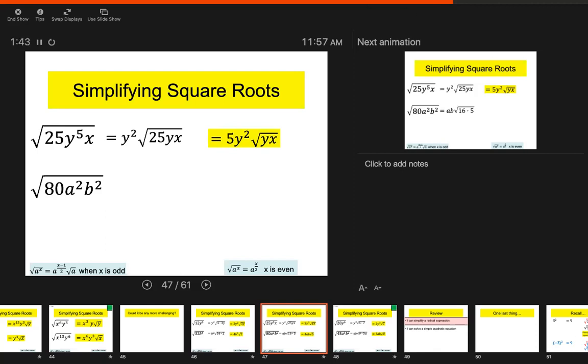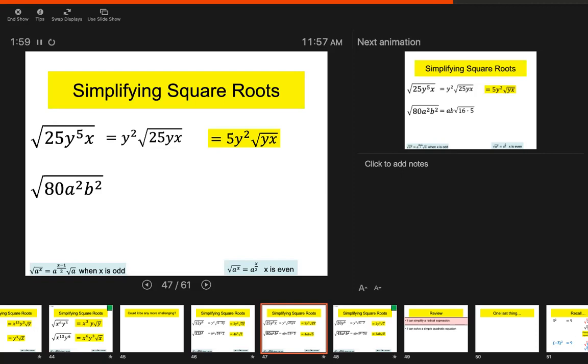Mr. C, I'm confused why you have 5y to the second power. What's the square root of 25? 5. That's where the 5 came from. Where did the y squared come from?